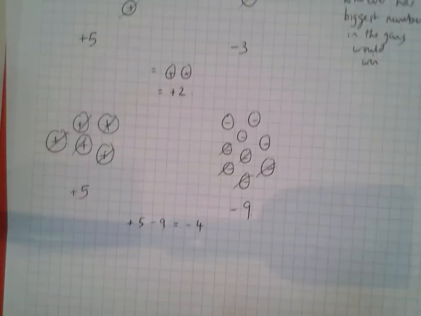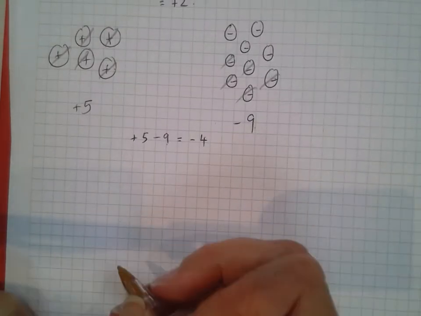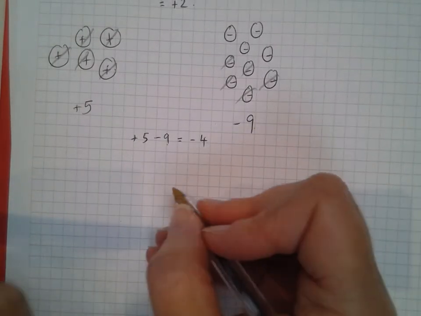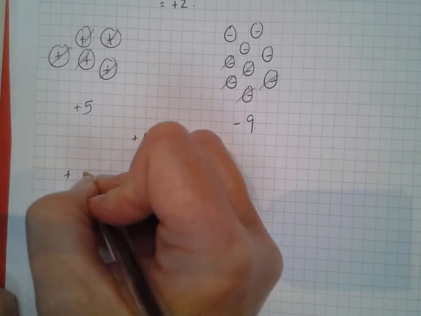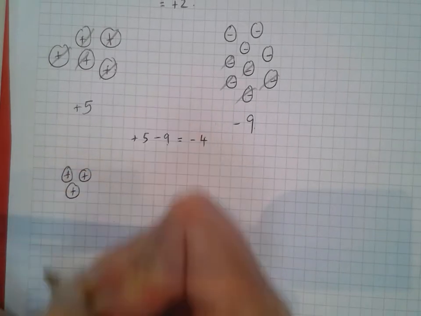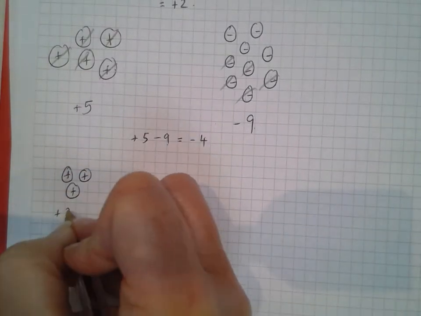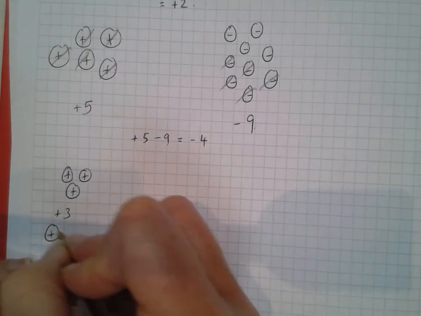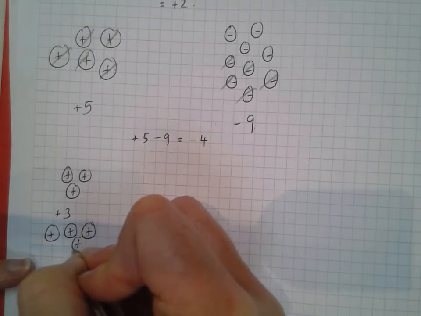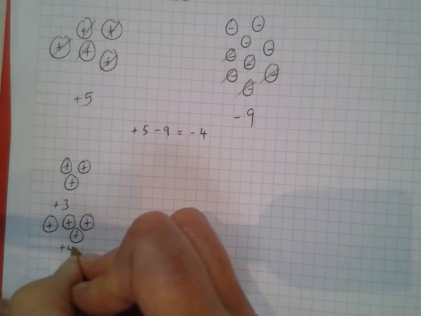Okay? And then let's take one more example of this. So another day, the negs and the posses were in the park. Now let's see, there were 3 posses to start off with, plus 3. But then another 4 posses came along. 3, 4. So altogether, there were 7 posses.